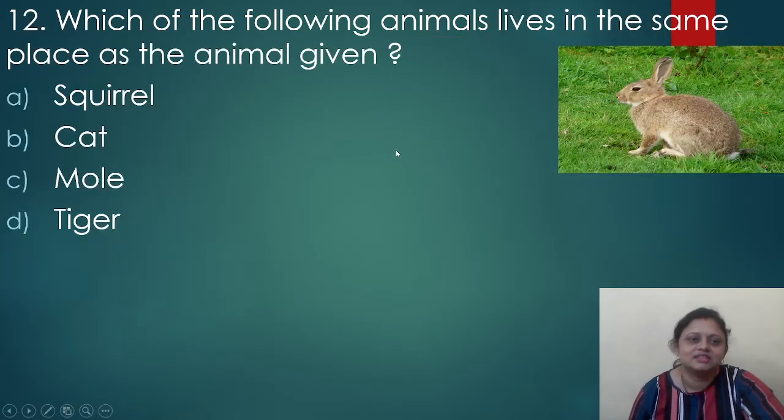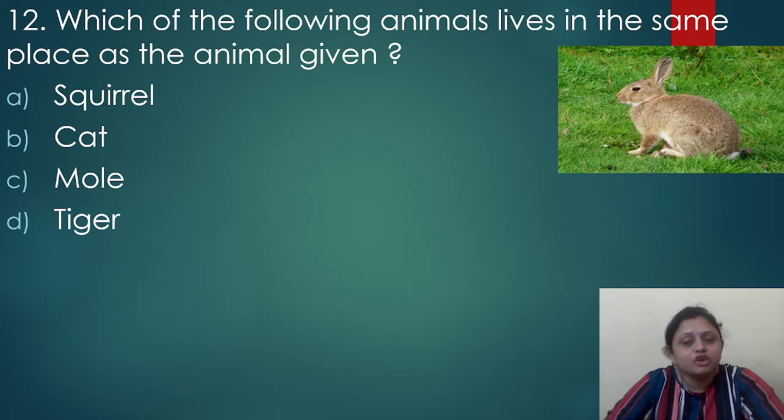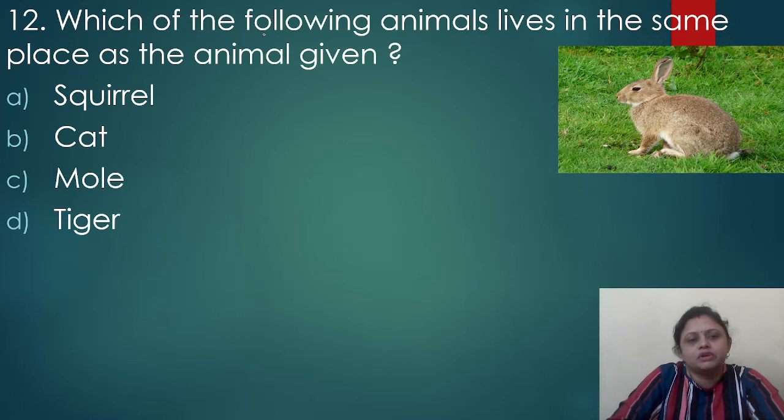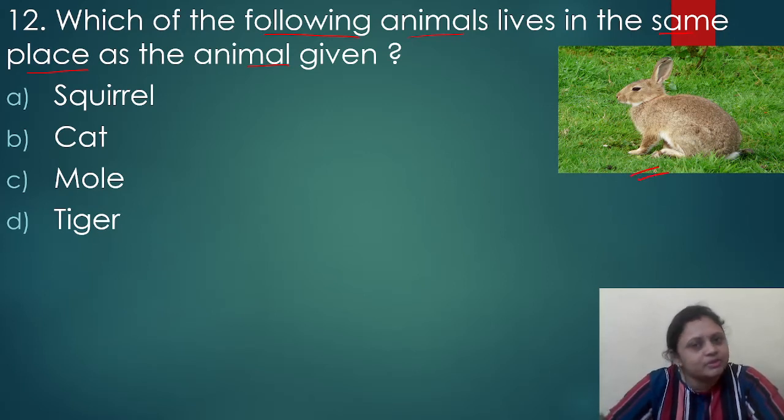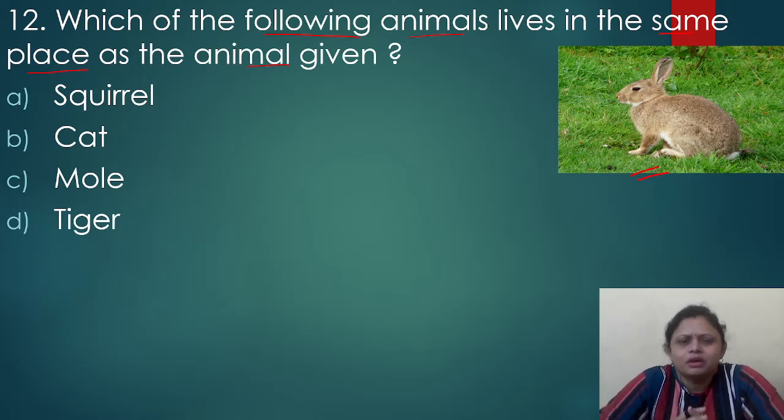Okay. Next question, which of the following animals lives in the same place as the animal given? Option A squirrel, B cat, C mole, D tiger. So the animal given, what is the name of the animal? Yes, it is rabbit, right? Very sweet. So where does this rabbit live? Yes, it lives in a burrow, right? So which of the following animals also live in burrows?